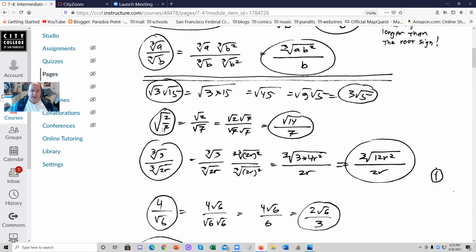Square root of 2 over 7. That's root 2 over root 7. We'll multiply above and below by root 7. Root 2, root 7 is root 14. Root 7 times root 7 is 7. So root 14 divided by 7.